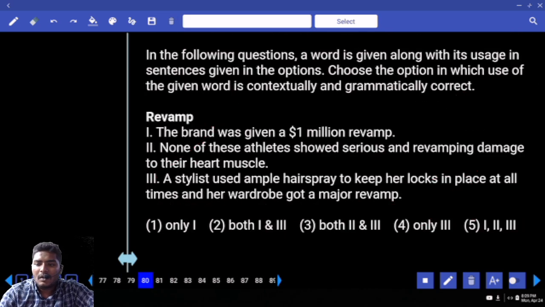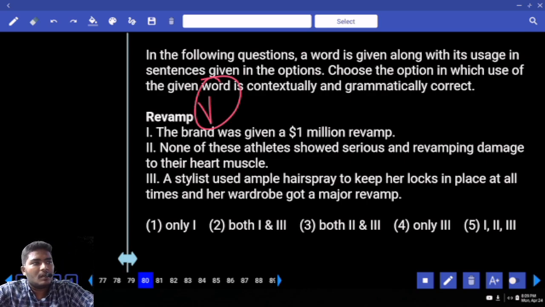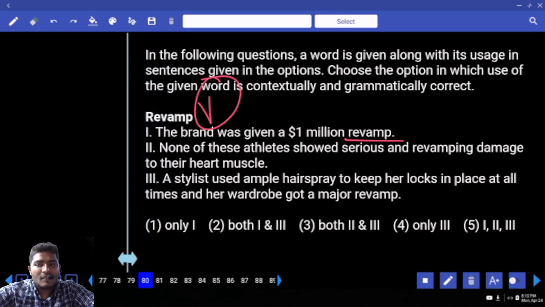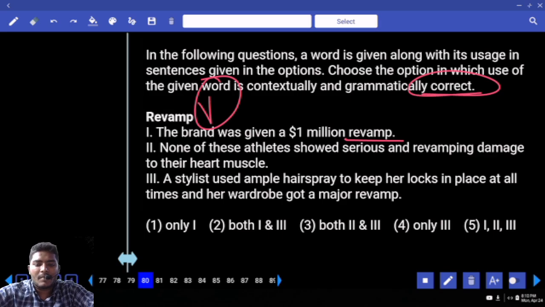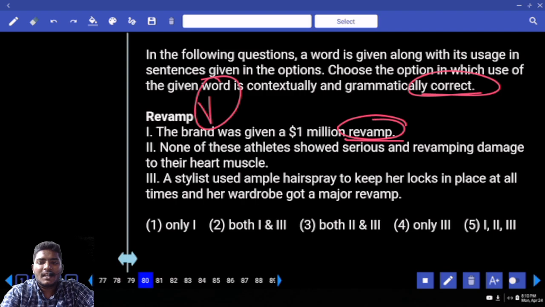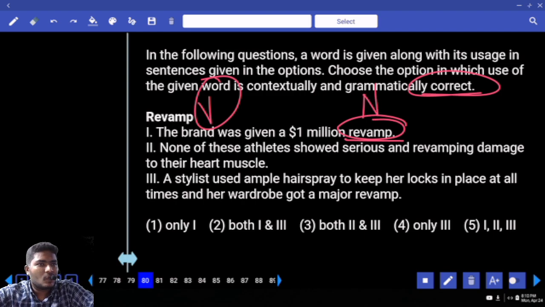Move to 18. Revamp word usage. What is the part of speech of the word revamp? Verb. What do you mean by revamp? Rebuild, reconstruct, renovate. Okay. Look at the first one. The brand was given a 1 million revamp. Can we use this word? Do we need correct combinations or wrong combinations? First of all, correct ones only. Now, 1 million revamp is functioning as what here? Noun form.